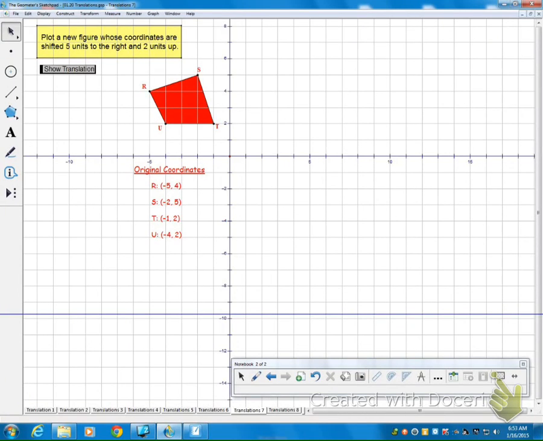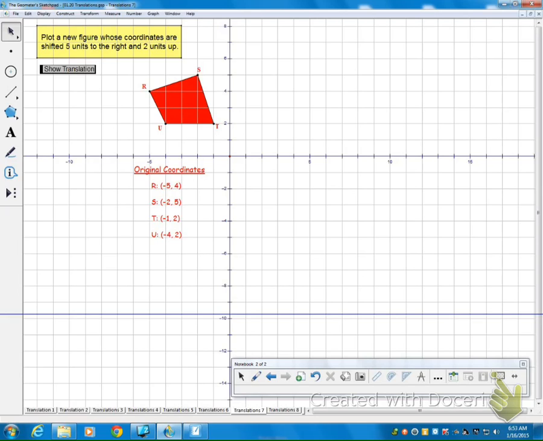Alright, we want to talk a little bit about translations today as we start our transformations little section. And a translation is when we take a shape on a coordinate plane and we move it to another location. It doesn't change the way it's oriented, so it doesn't turn or anything like that. It doesn't get bigger or smaller. All it does is just move across.